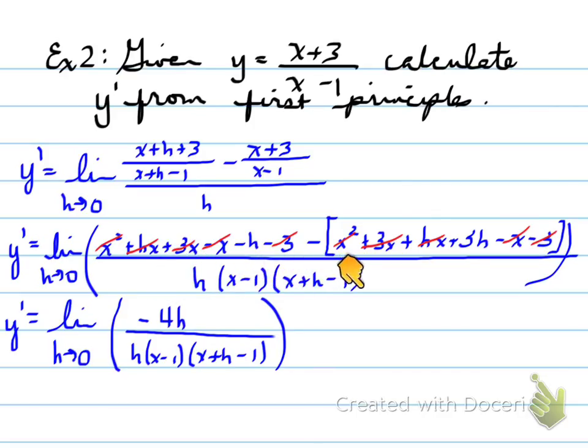On the bottom, we still have all of this. So that means that this h and this h will cancel each other out. And you're left with the limit as h approaches 0. Well, we can apply the limit, folks, and we end up with y prime is equal to this function right here, negative 4 over x minus 1 all squared. That is the derivative of the original function, the rational function up here.